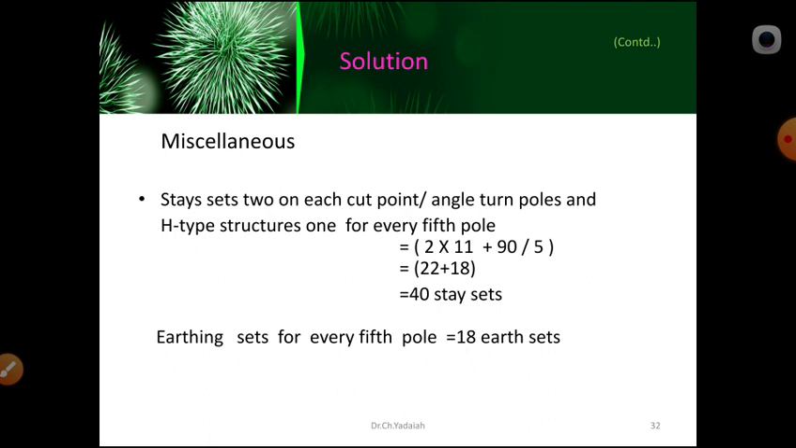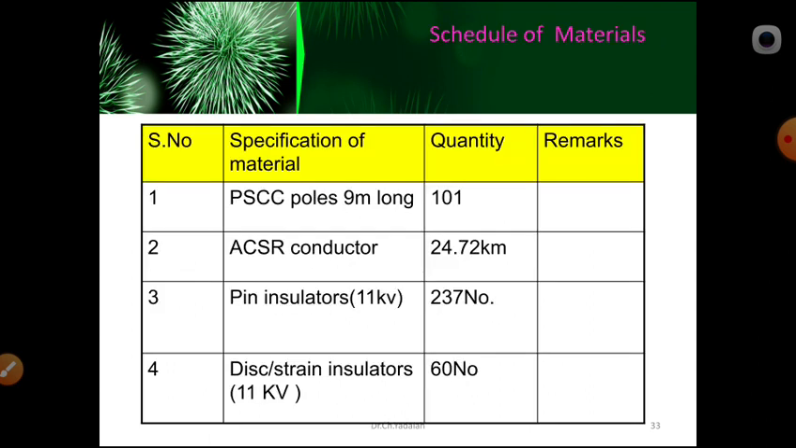Now let us calculate the earth sets. As we know, every 5th pole should be earthed. We have already calculated 90 poles, so 90 by 5 gives 18. So 18 earth sets are required. Now we have got all things, so let us summarize them in a table, that is the schedule.